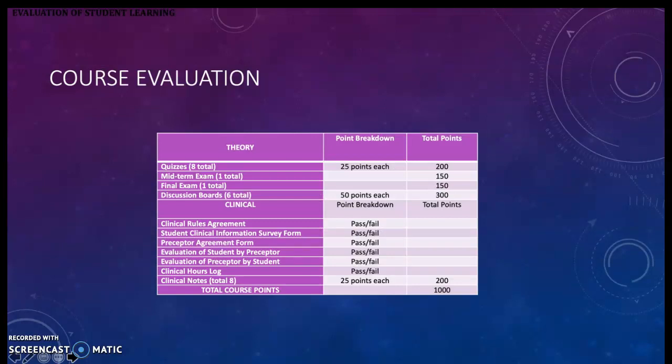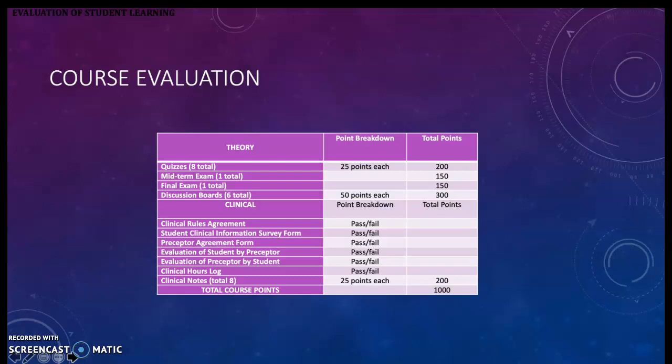This course will be broken down into theory and clinical assignments. In theory, there will be 8 quizzes that will be worth 25 points each. The midterm exam is worth 150 points, and the final exam is worth 150 points. Discussion boards will be worth 50 points each, and there will be 6 total discussion board assignments.